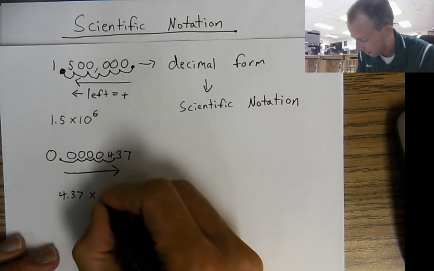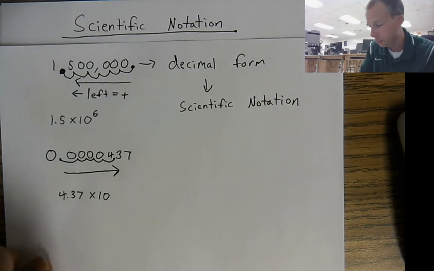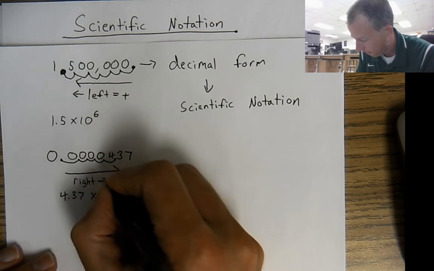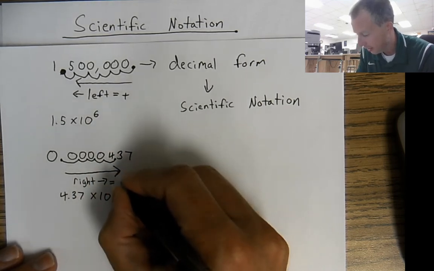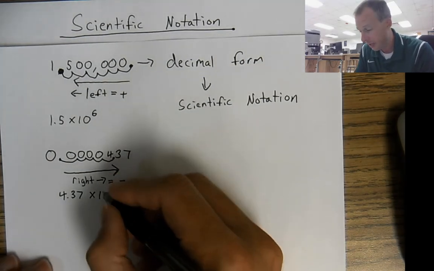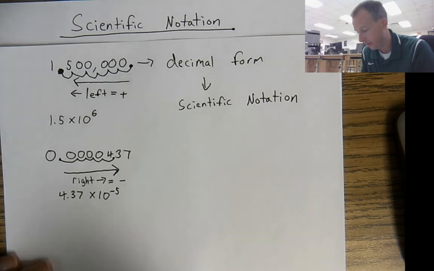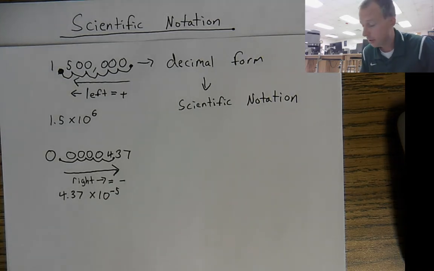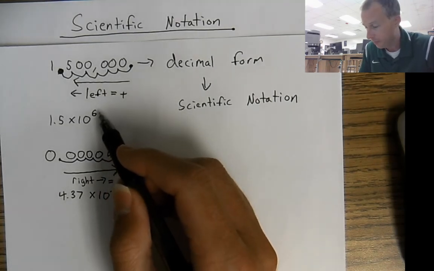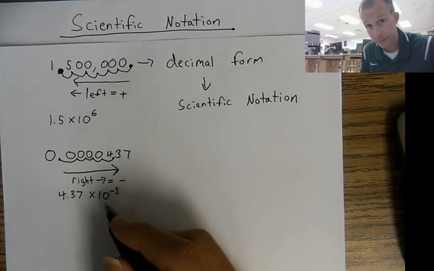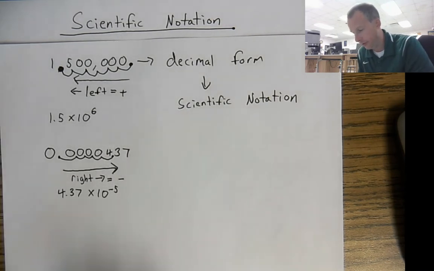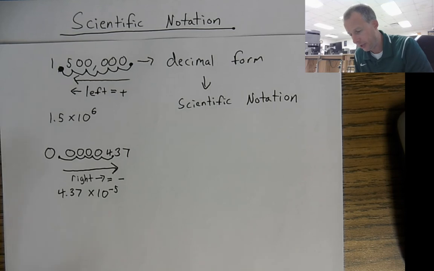So you'll do times 10. However, in this case, you moved the decimal to the right. So when you go to the right, that equals a negative exponent. So you're not going to write times 10 to the positive 5. You're going to write to the negative 5th. So if you go to the left, you count the number of jumps and you write the positive exponent, however many jumps. If you go to the right, it's negative. So we've got that done. So that's how you convert from decimal form to scientific notation, either way.